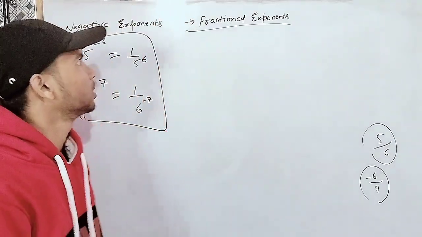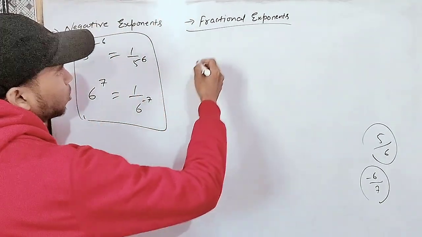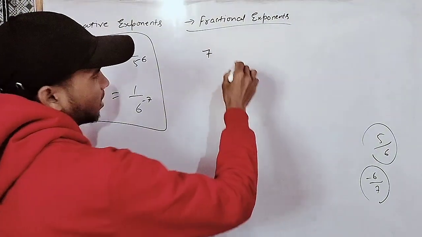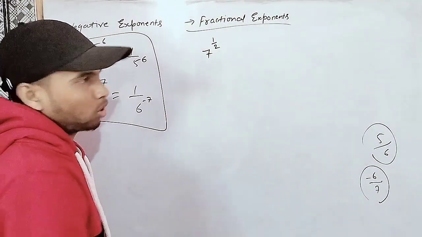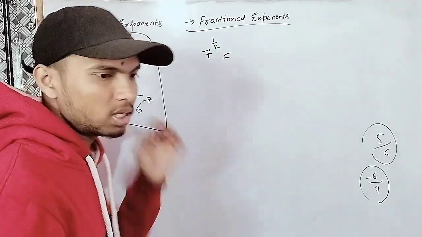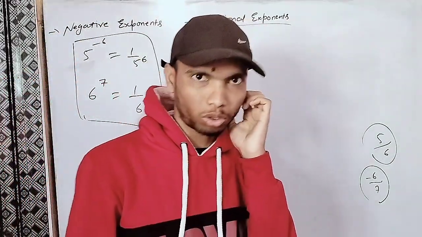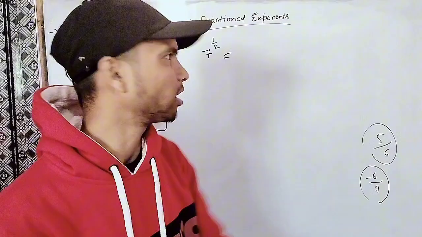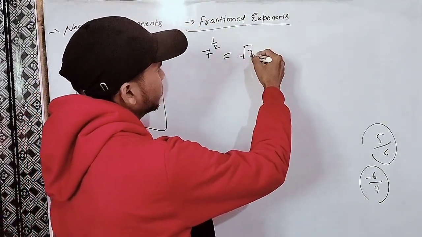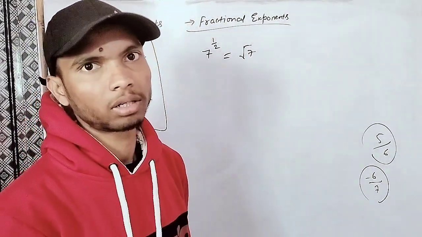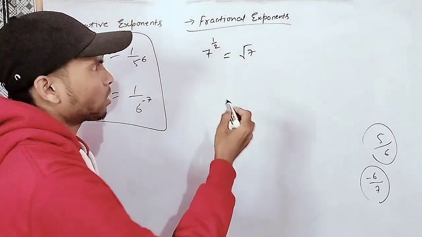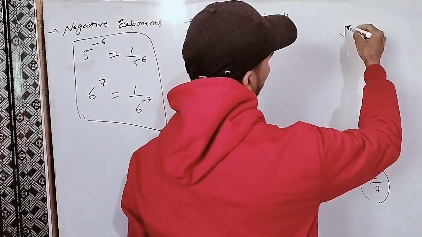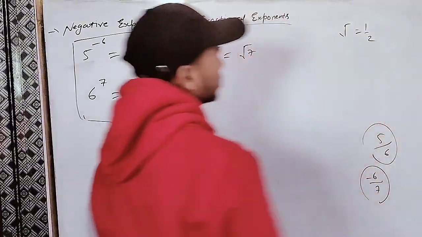So fractional exponents. Let's say the base is 7 and the exponent is 1 by 2. So 1 by 2 is also defined as a root, a radical. So we can write it like that. What is the meaning of root? 1 by 2.